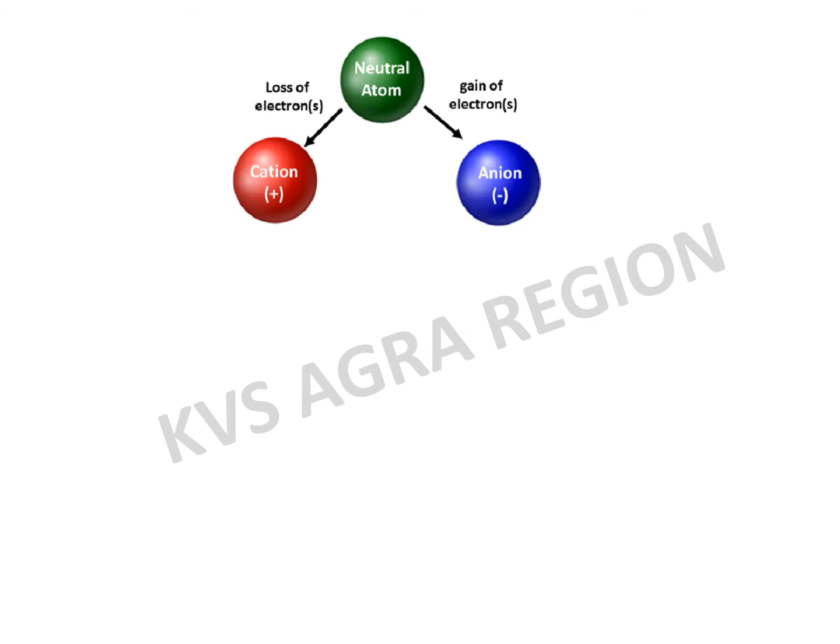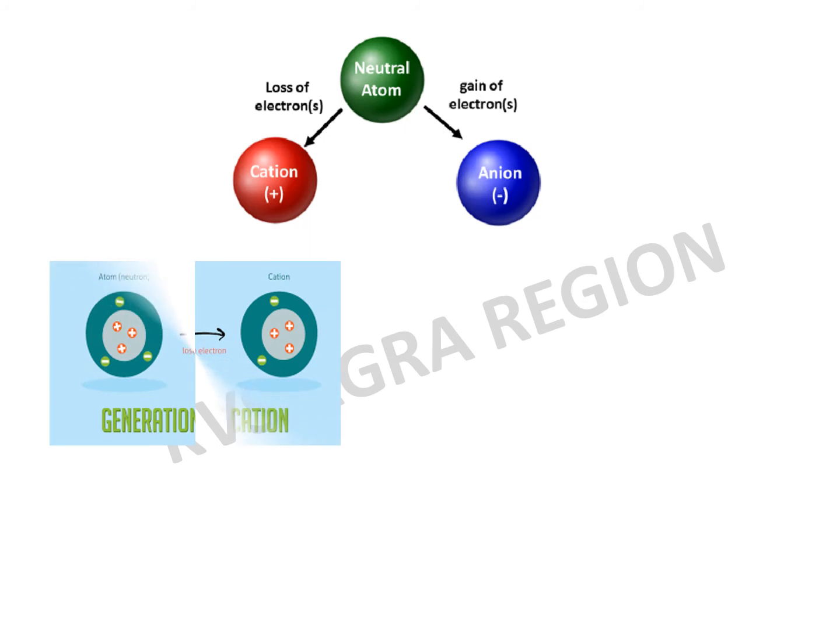Now here we can see the neutral atom. Either it can lose an electron or it can gain an electron. When it loses an electron, it results in the formation of a cation, and on gain of an electron, it results in the formation of an anion. From this figure, we can see that the neutral atom has lost an electron to form a cation, and the size of the cation is smaller than that of the parent atom. The reason being, for the same nuclear charge, the number of electrons is now less. As a result, there is more attraction between the electrons and the nucleus.